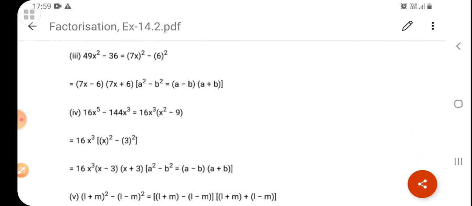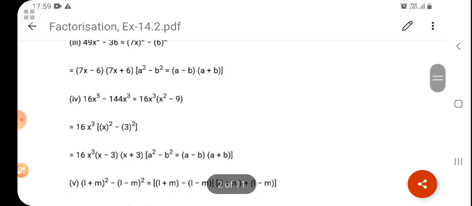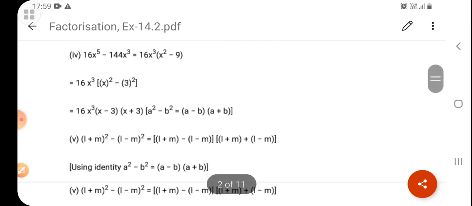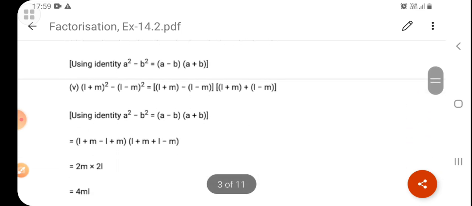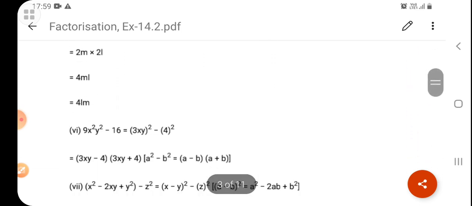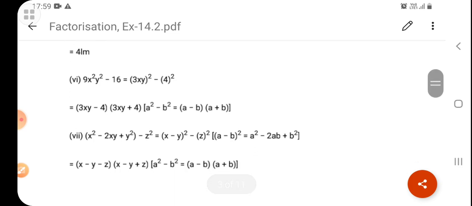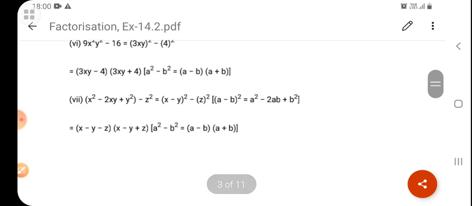49x square minus 36, so we will do as 7x whole square minus 6 square. So we will first add and then subtract. Okay, in this way we will do these questions, a plus b and a minus b. We have to change this given into a plus b and a minus b and solve them.